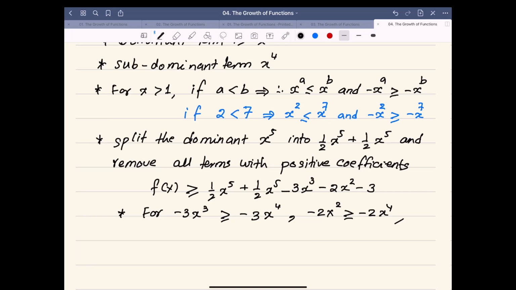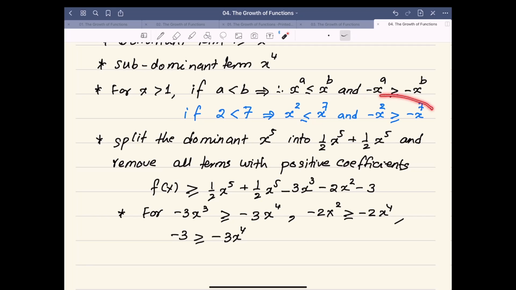At the same time, we have minus 3 is greater than or equal to minus 3x raised to power 4. So what are we doing in this step? We are leaving the dominant term, but every other non-dominant term, we replace it by the subdominant term.